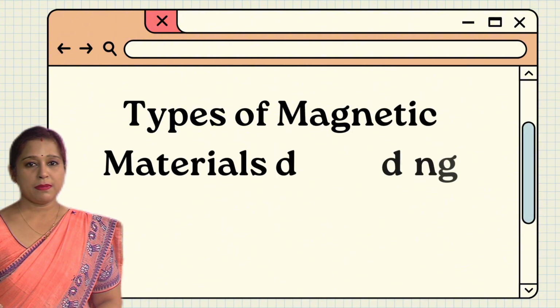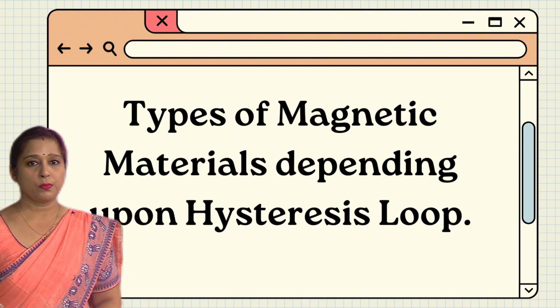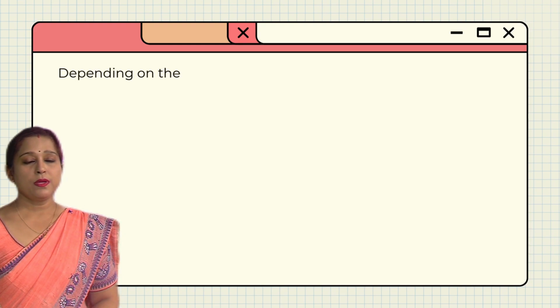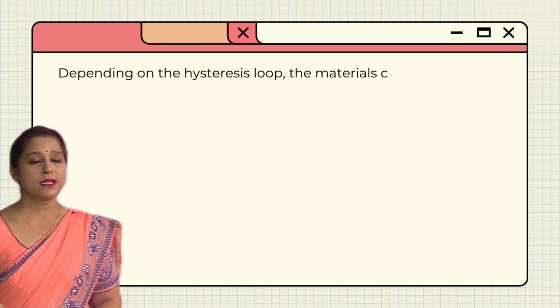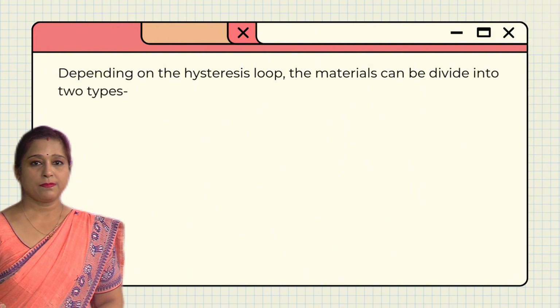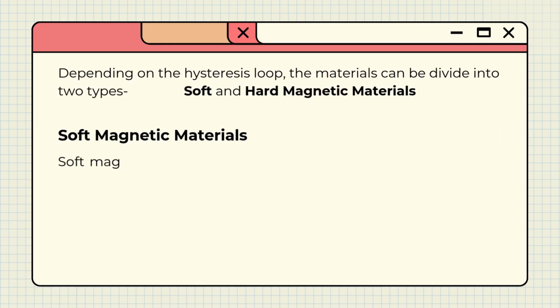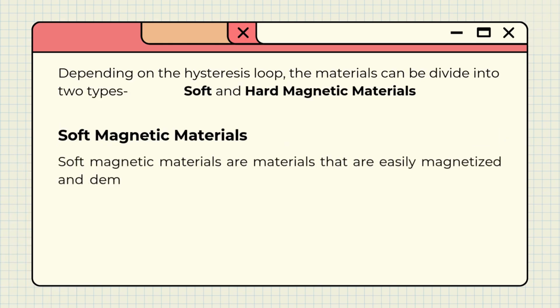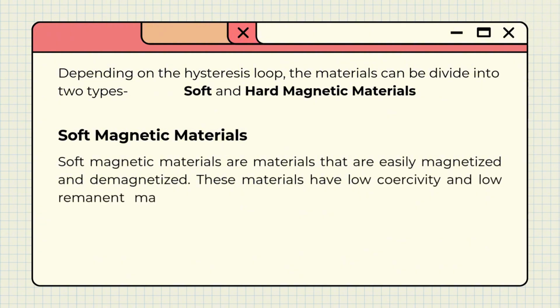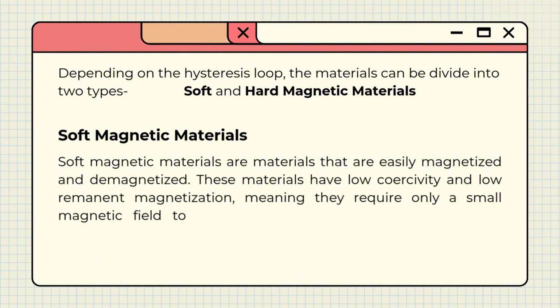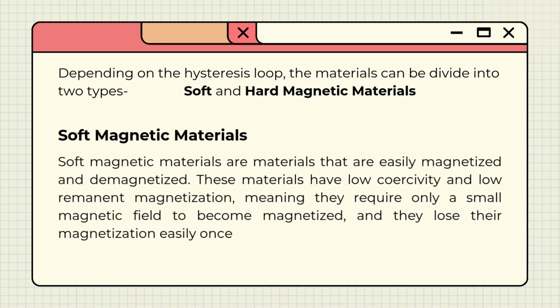The next topic of our discussion is the types of magnetic materials depending upon the hysteresis loop. Depending upon the hysteresis loop, the materials can be divided into two types: soft and hard magnetic materials. Soft magnetic materials are materials that are easily magnetized and demagnetized. These materials have low coercivity and low remanent magnetization, meaning they require only a small magnetic field to become magnetized, and they lose their magnetization easily once the external magnetic field is removed.